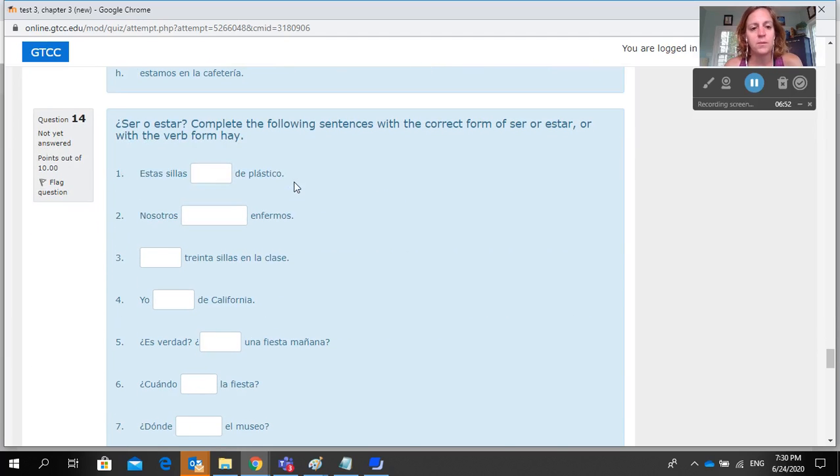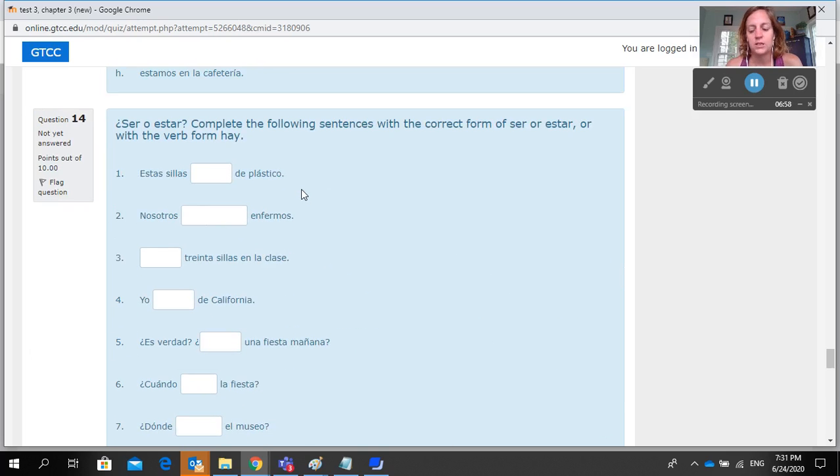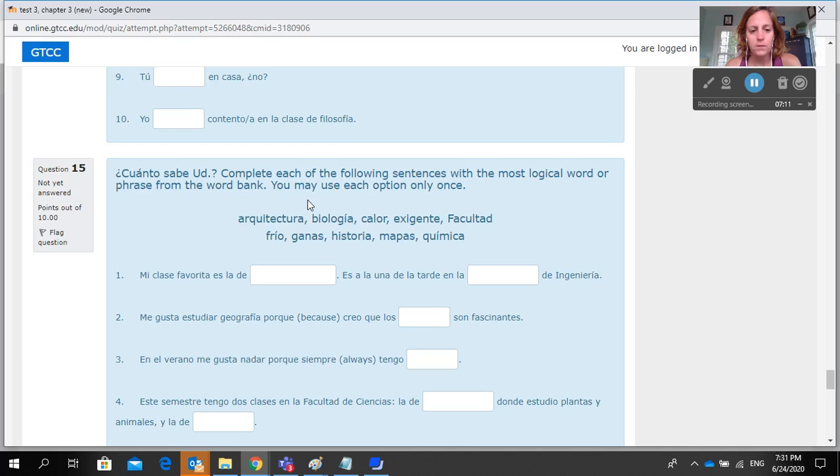Ser o estar. Complete the following sentences with the correct form of ser, estar, or I. So you're deciding if the situation needs ser, estar, or I. And then I, you leave alone, but ser and estar, you need to change the spelling of it to reflect who it is or what it is that's plastic or sick, etc.